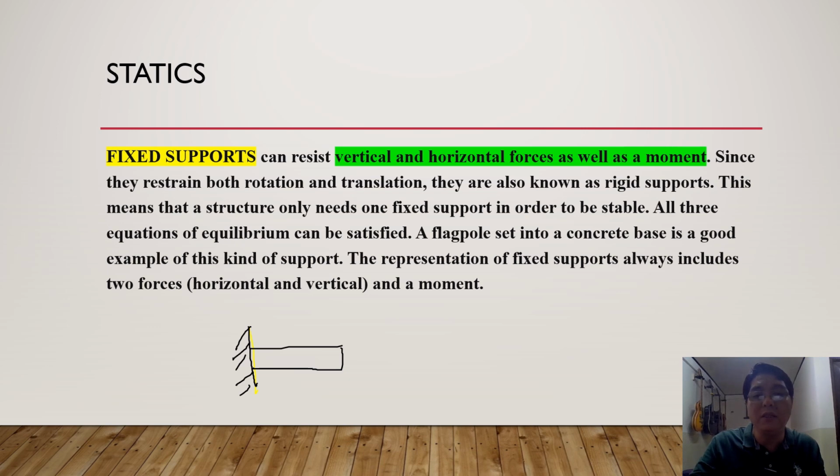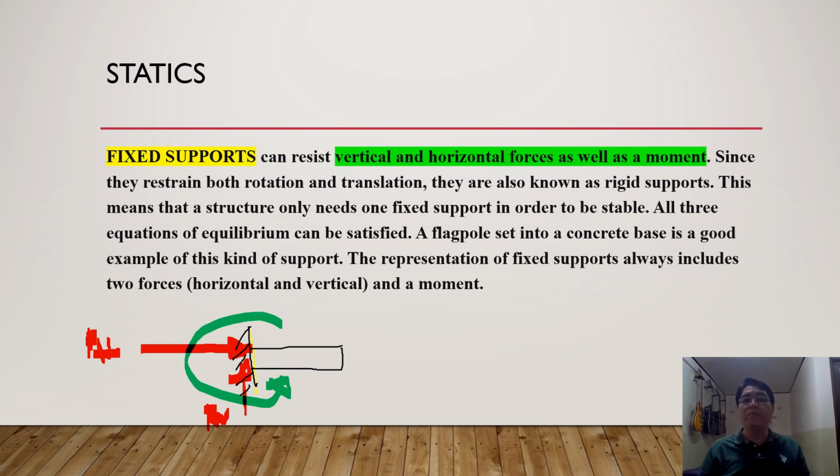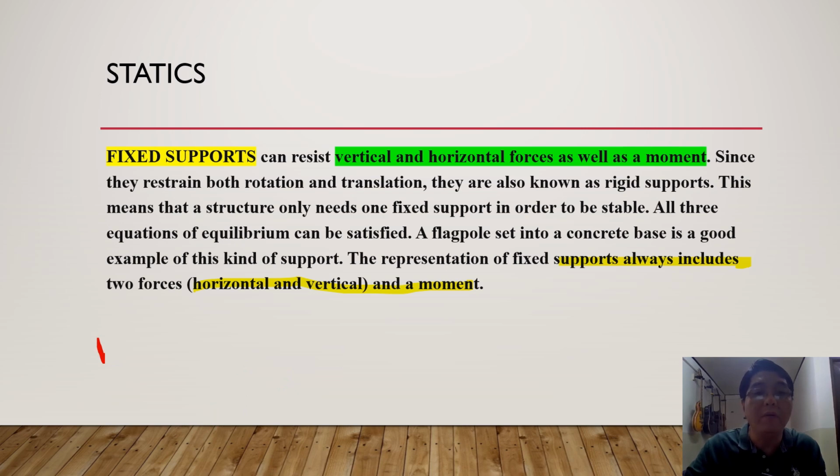Kasi nga, yung fixed support na yan, meron ka ng vertical, meron ka pang horizontal, RH, meron ka pang RV, at meron ka pang moment which is always counter doon sa sinusuportahan niya. No? So yan, the representation of fixed supports always includes two forces, horizontal, vertical, and moment. Ito na nga yung sinasabi ko kanina. No? Let us erase this kasi marami pang gagamit nito balang araw. Okay, so that is fixed support.